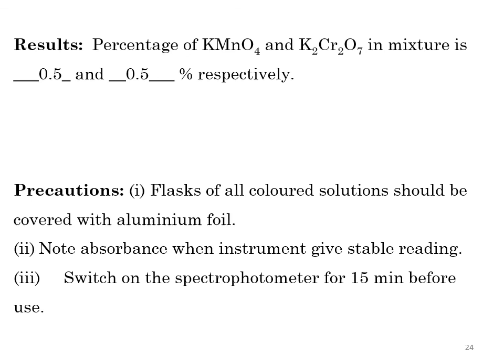And these precautions for this experiment can include that flasks of all colored solutions should be covered with aluminium foil, so that they should be protected from any effect of the sunlight. Similarly, note absorbance when instrument gives stable reading, because there are many instruments which take some time to get at the stable position. And finally, switch on the spectrophotometer at least 15 minutes before you have to use it, so that the system becomes stable.